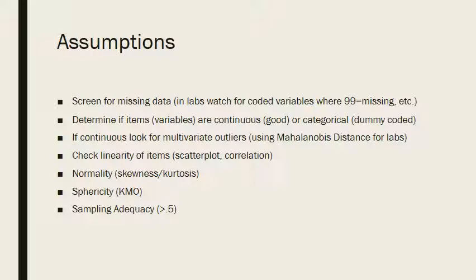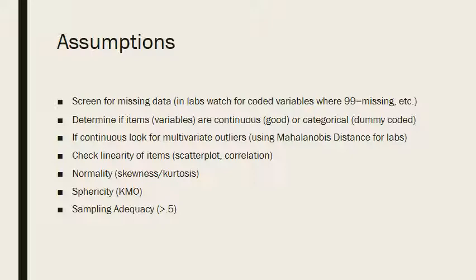So screening for missing data, as always. Determine if variables are continuous, good ones, or categorical. If you have categorical variables that you want to put into a factor analysis, they really should be dummy coded, basically put into a very small continuum, because that's one of the assumptions for factor analysis. If you have good continuous variables, look for outliers.